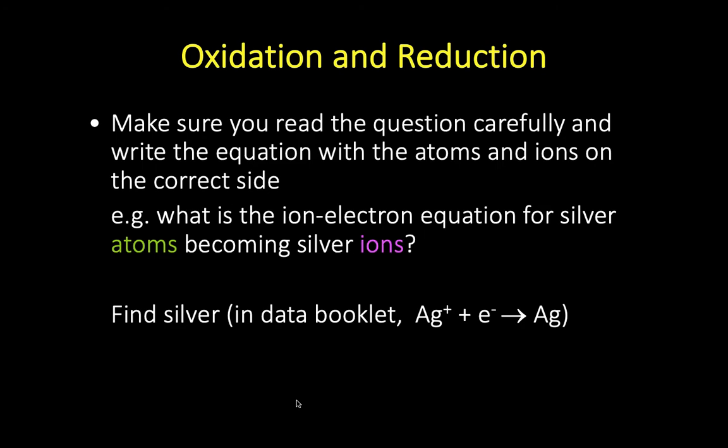So we would find the silver ion-electron equation we're given in the data booklet. And that is Ag+ plus an electron becomes a silver atom. So for the ion-electron equation that this question wants us to write, we actually need to reverse this. We want to show the silver atom become a silver ion. This is the reduction. We want to show the oxidation. So we need to reverse it around. Ag plus an electron.